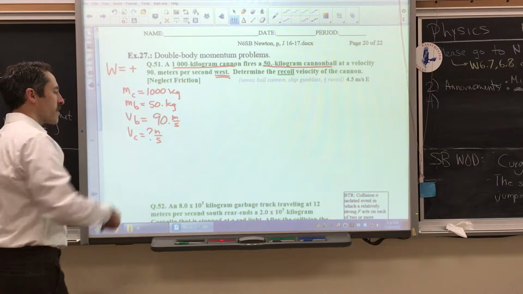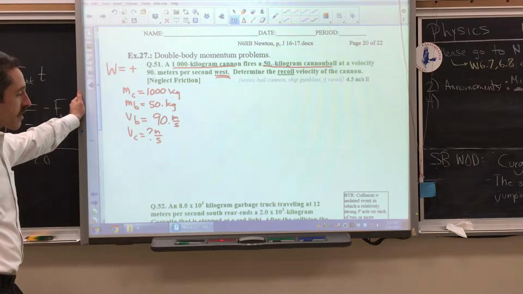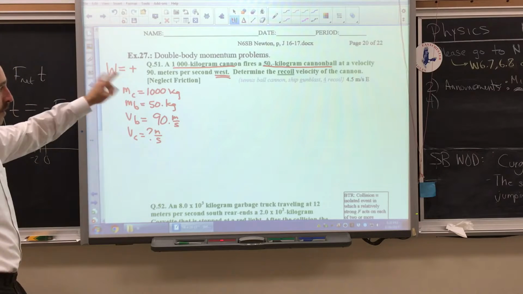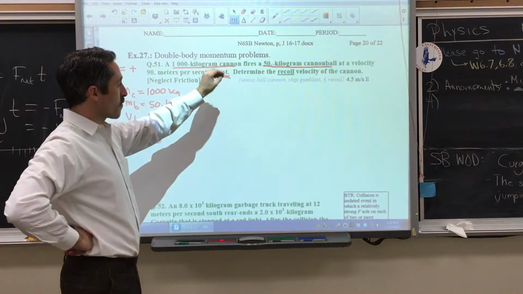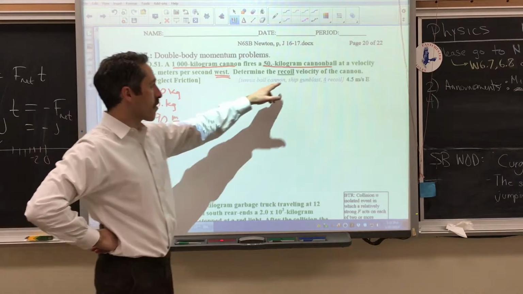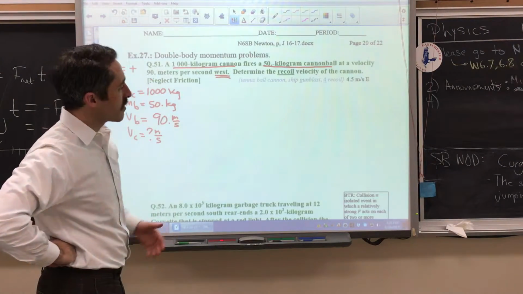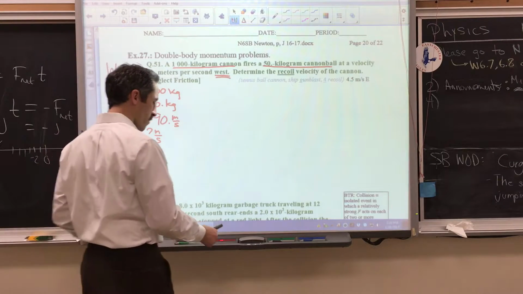Now, from these givens alone, how do you know what to do? Well, masses and velocities should get you thinking about momentum. So maybe something with momentum. We have two objects. We have an explosion. In particular, it's a cannon firing a cannonball. We have the word recoil. All of those are signals that this is a conservation of momentum problem.